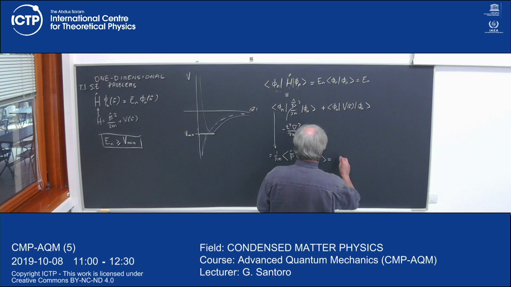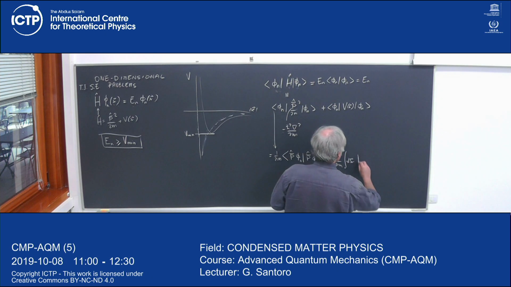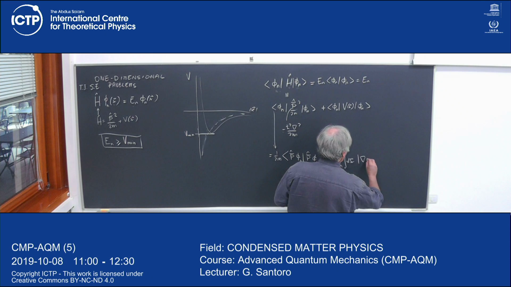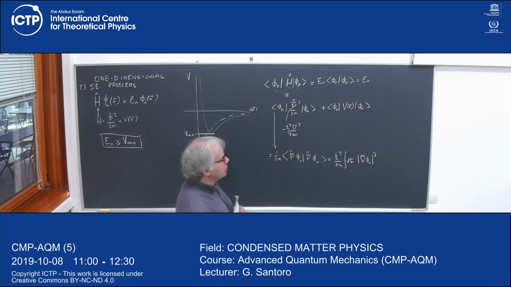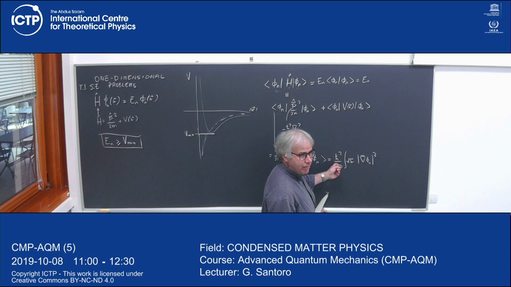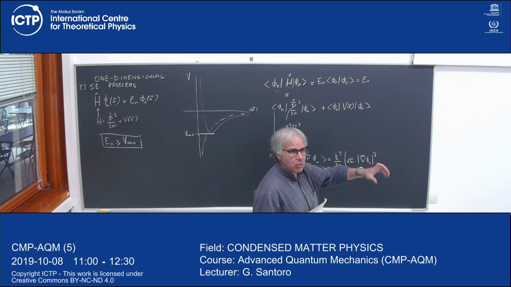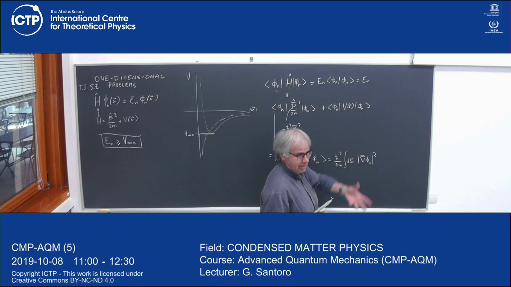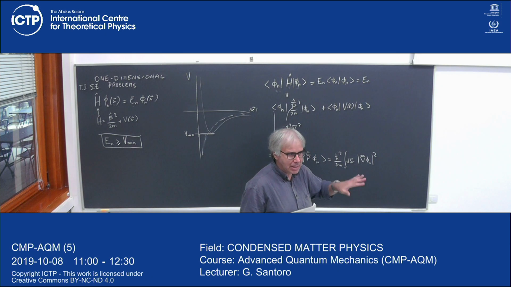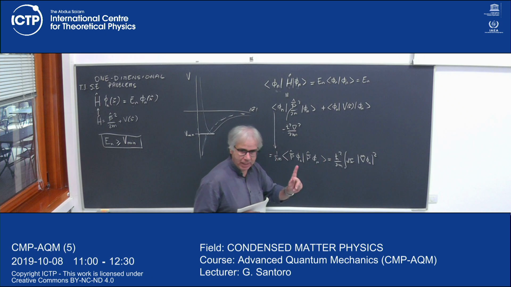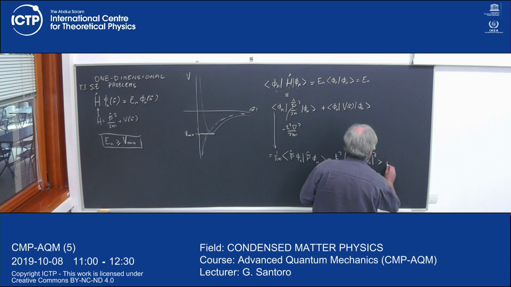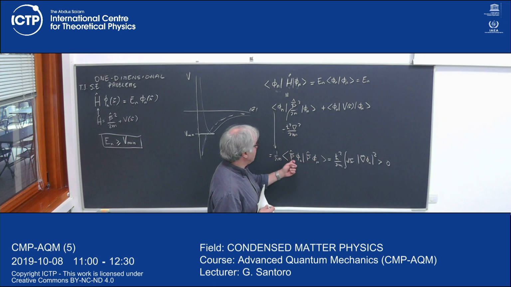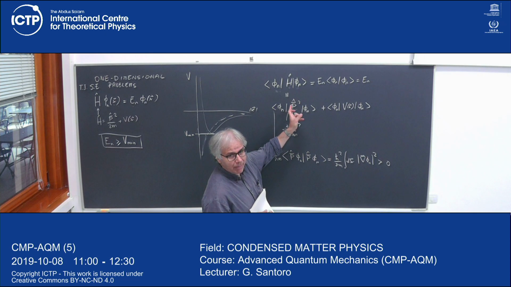And in fact, you can rewrite it as h bar square over 2m, the integral in dx, the gradient of the function phi n modulus square. Okay? So you see this is positive and tells you how much the wave function varies. The more it varies, the bigger is the kinetic energy. The more it's flat, the less you pay kinetic energy. Okay? Is it clear?